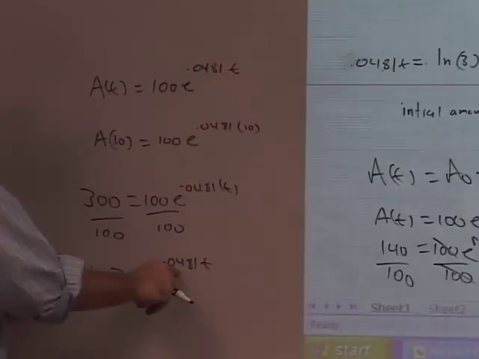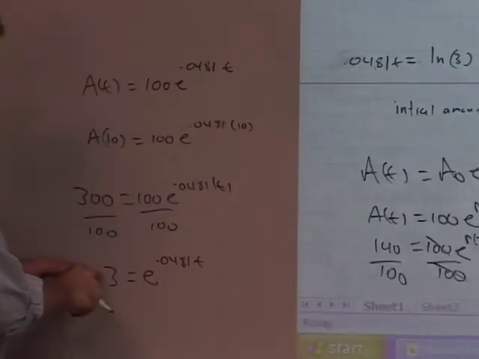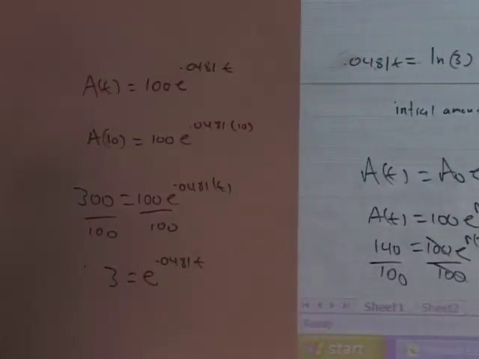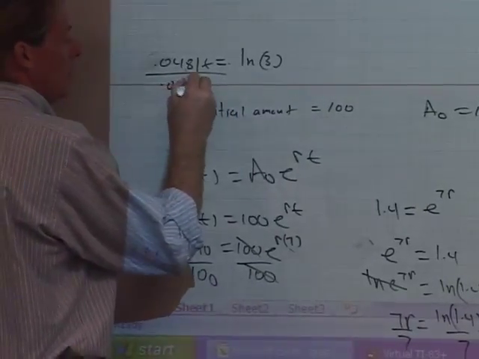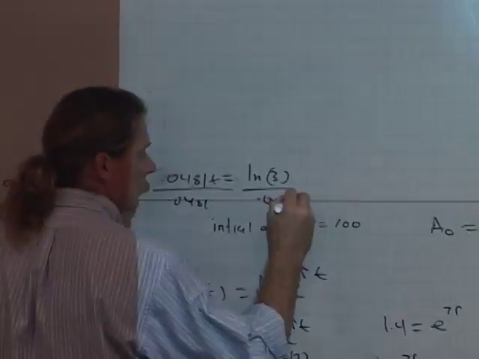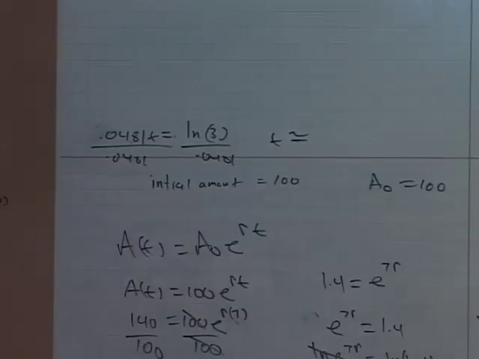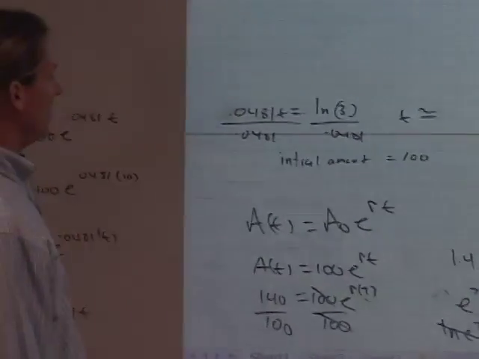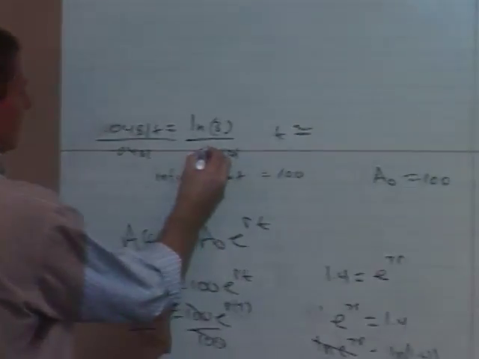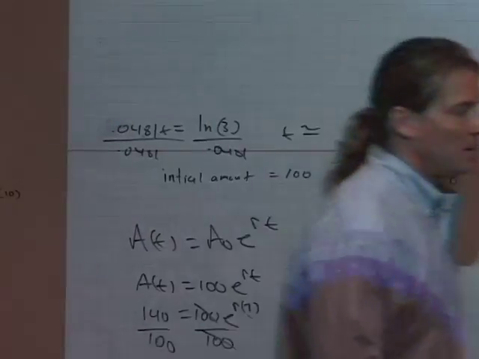Take the ln of both sides here. The ln cancels e. This comes down, and this side will be the ln of 3. And now how do I solve it for t? So t is approximately equal to what? Well, it's going to be the ln of 3 divided by this value of 0.0481.